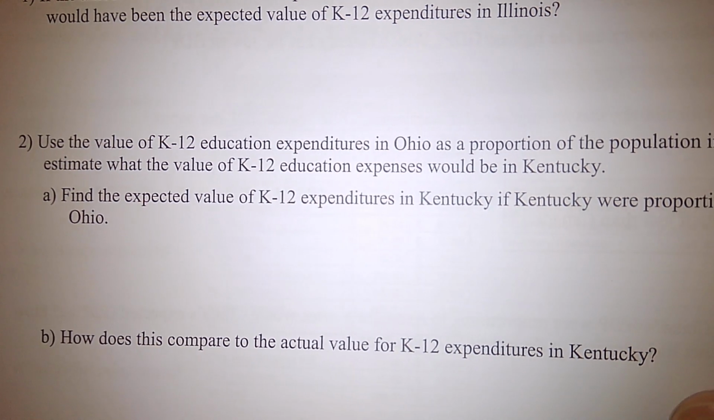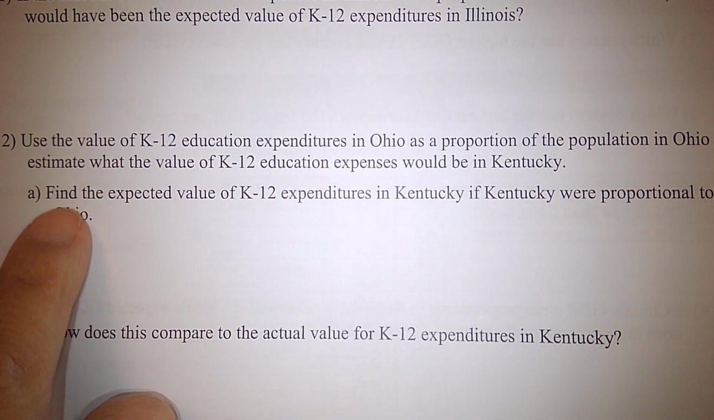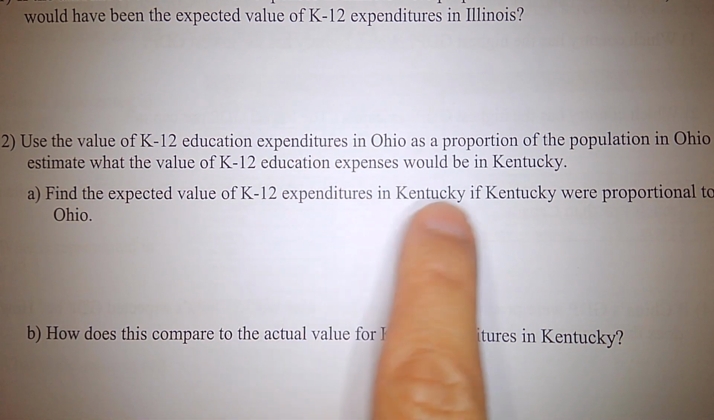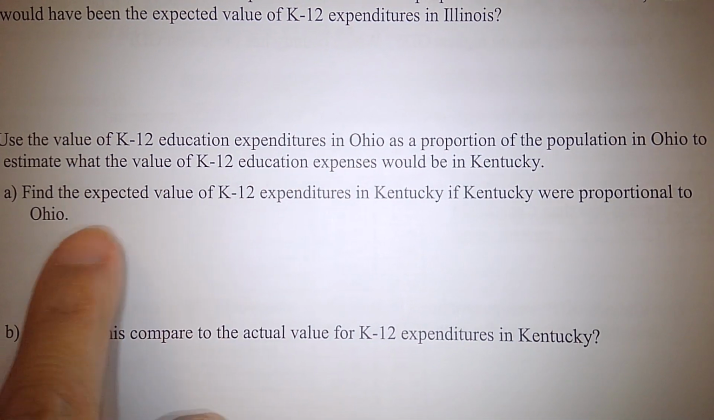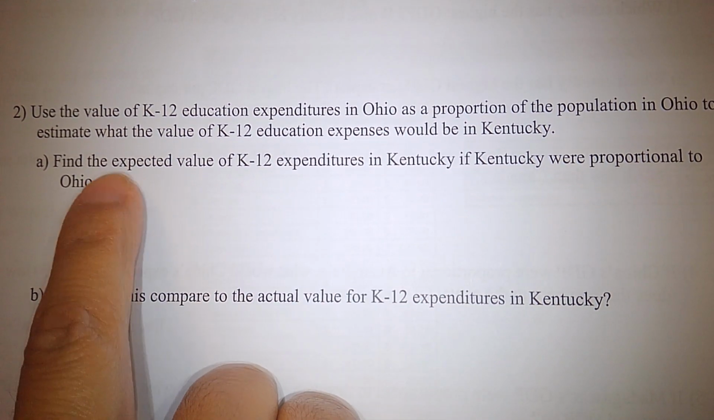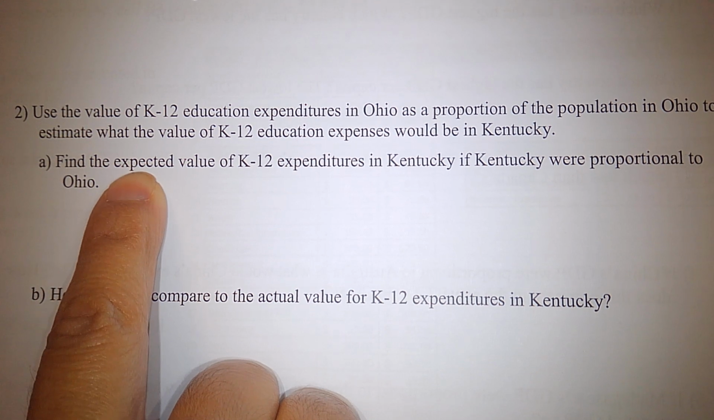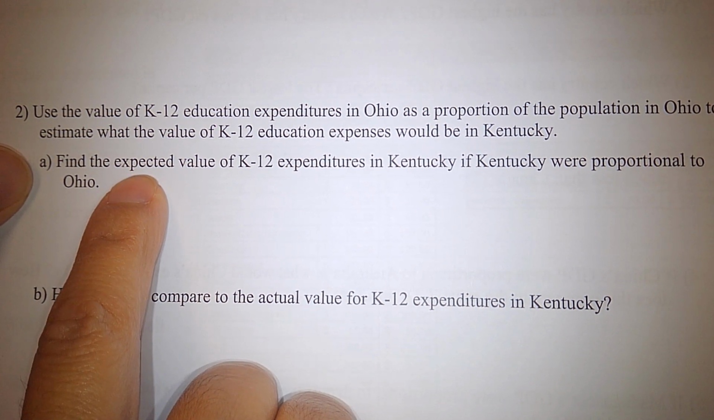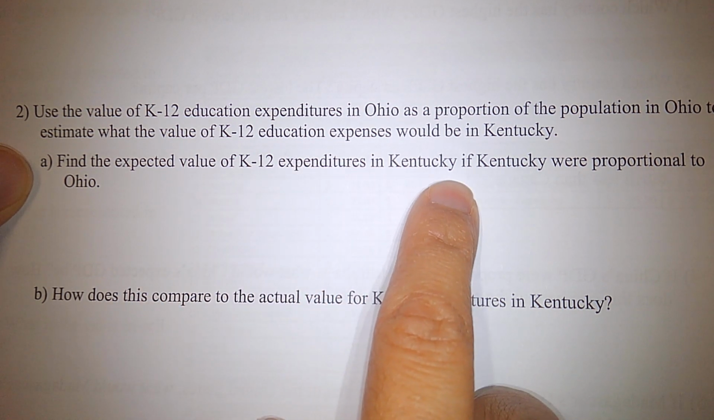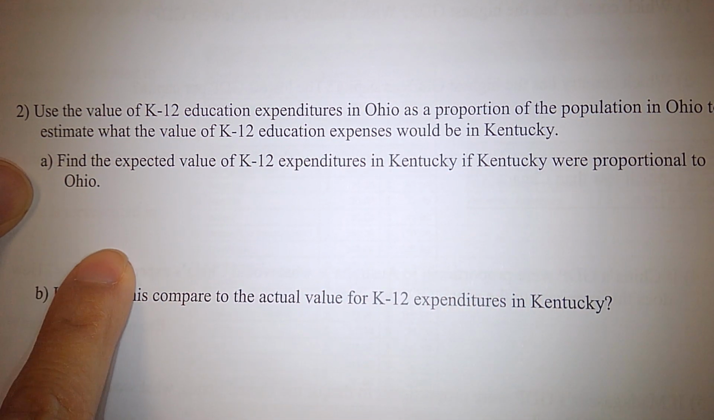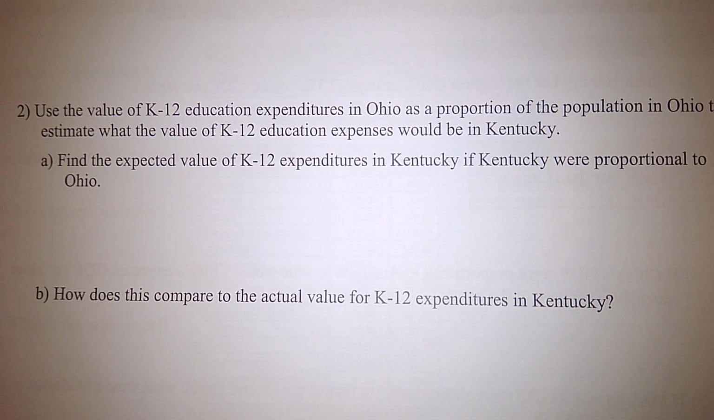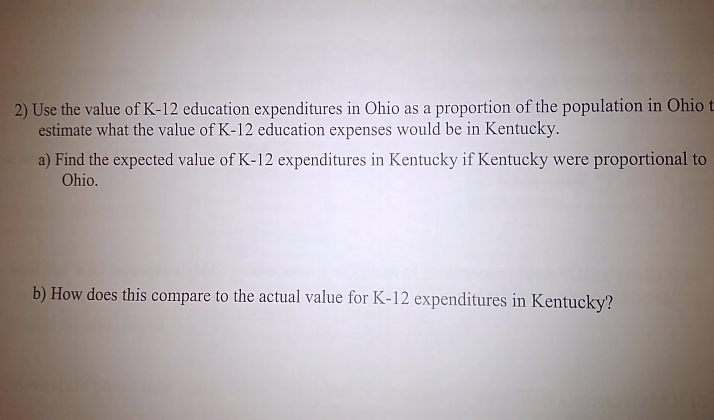Question 2. Use the value of K-12 education expenditures in Ohio as a proportion of the population of Ohio to estimate the value of K-12 education expenses in Kentucky. Question B. Find the expected value of the K-12 expenditures in Kentucky if Kentucky were proportional to Ohio. How does this compare to the actual value for K-12 expenditures in Kentucky? Okay, very good. Thanks.